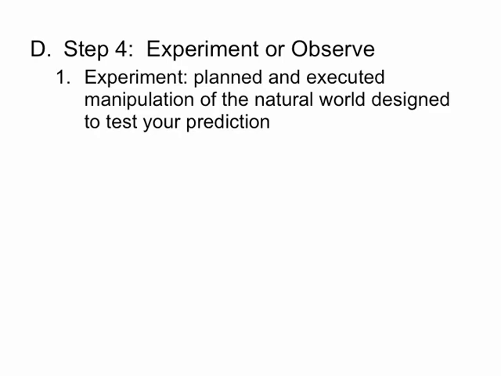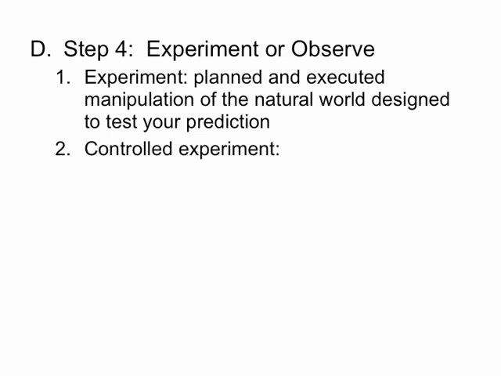Then, of course, what we have to do is experiment or observe. Recognize that sometimes an experiment is reasonable and able to take place, such as the example that we're going to do. Other situations say that an observation is what the actual test is going to be. An experiment, by definition, is a planned and executed manipulation of the natural world designed to test your prediction.